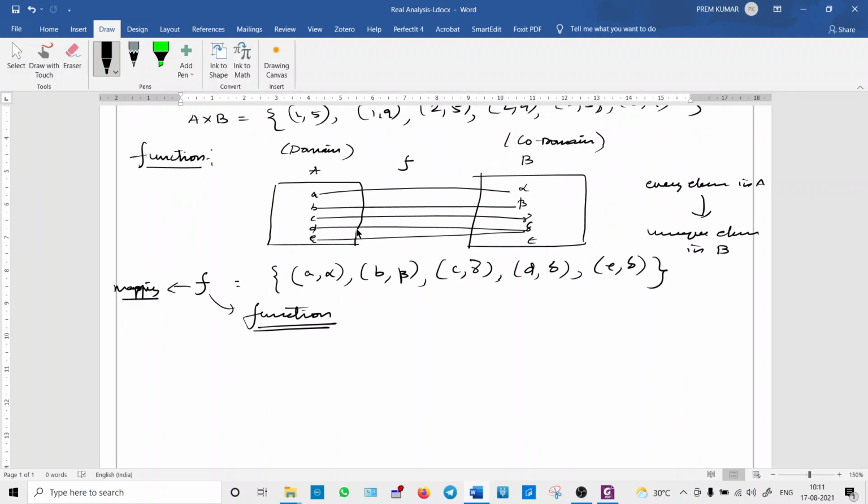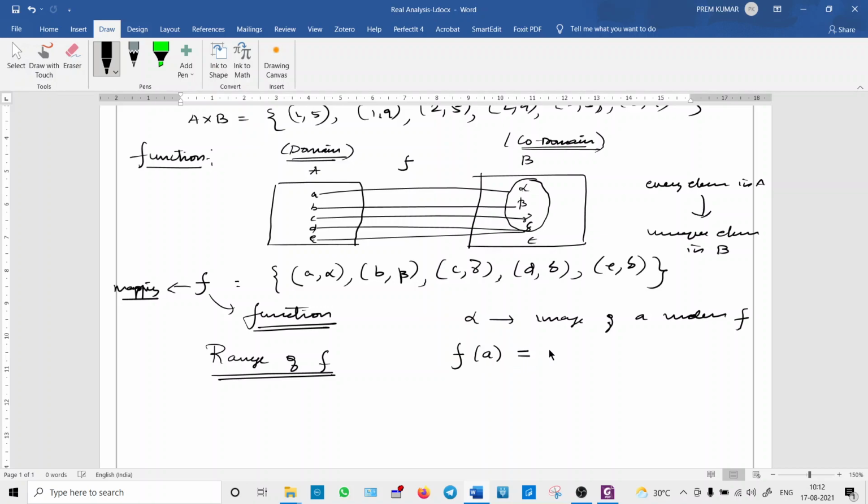Here what is important is, A is called the domain. This set B is called the codomain, and we are going to define another set called the range of the function. The range is the set of all elements which are mapped. Suppose alpha is the image of A, we call alpha the image of A under the function F. So we simply write the image of A, F of A is equal to alpha.